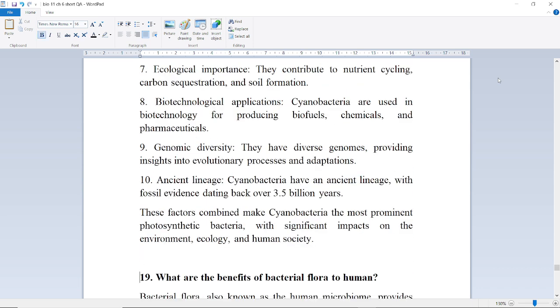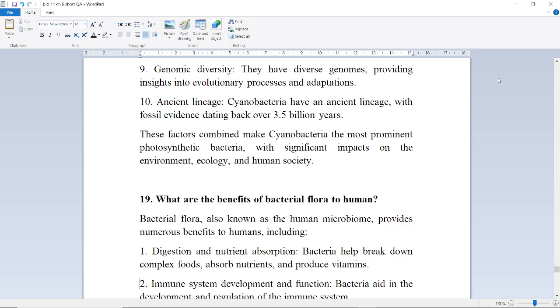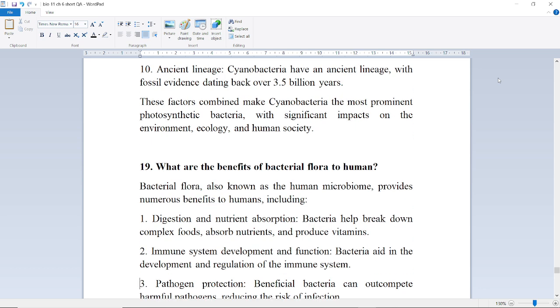Next is ancient lineage. Cyanobacteria have an ancient lineage with fossil evidence dating back over 3.5 billion years. These factors combined make cyanobacteria the most prominent photosynthetic bacteria with significant impacts on the environment, ecology, and human society.